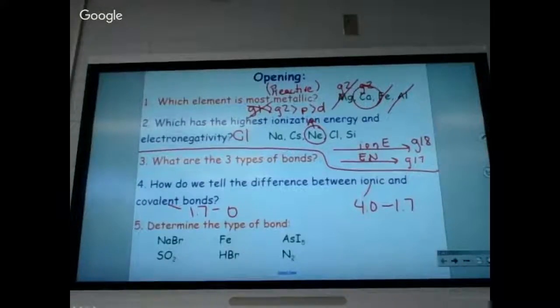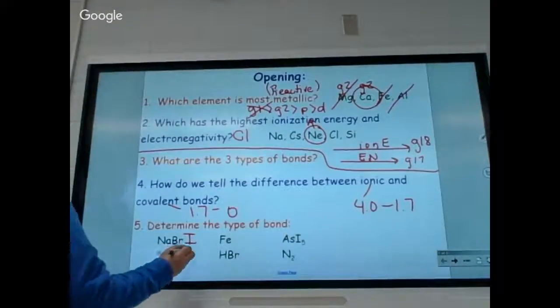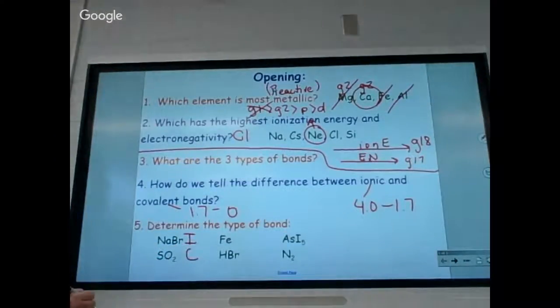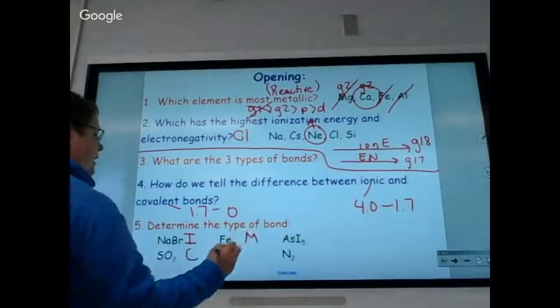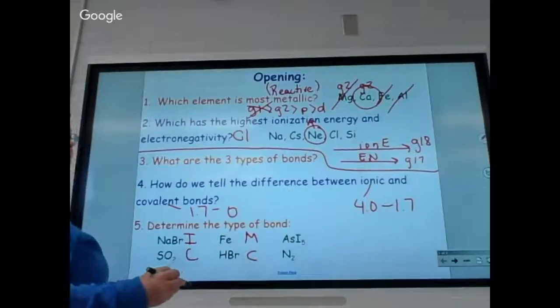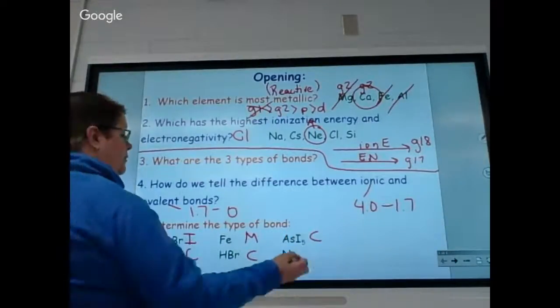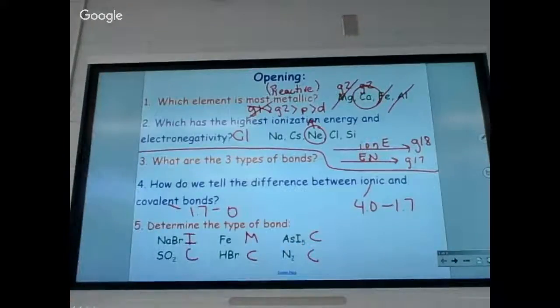All right. So, number 5. What kind of bond do we have in NaBr? Ionic. It's a metal and non-metal. SO2. Covalent. 2 non-metals. HBr. And AsI5. And N2. Fabulous.